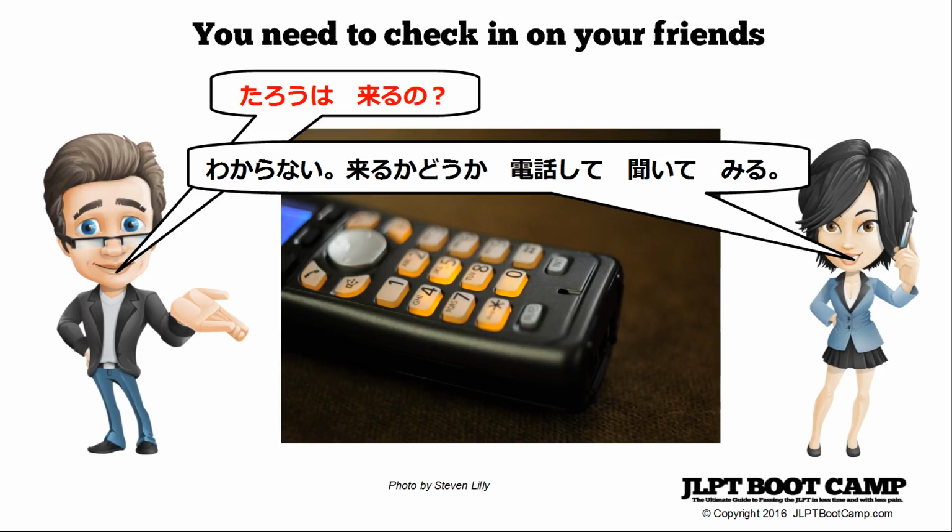So taru wa kuru is Taru coming, and wakaranai, she says, "Oh, I don't know." Kuru, to come, kadouka, or not, to come or not. Denwa shite, I'm going to call. Denwa is phone, call. Kite is, again, ask. And miru is to try. So she doesn't know if she's going to be able to talk to him or not. So it's a little bit more natural to use miru to mean try. So altogether, that would mean, I don't know. I'm going to call and ask him if he's coming or not.